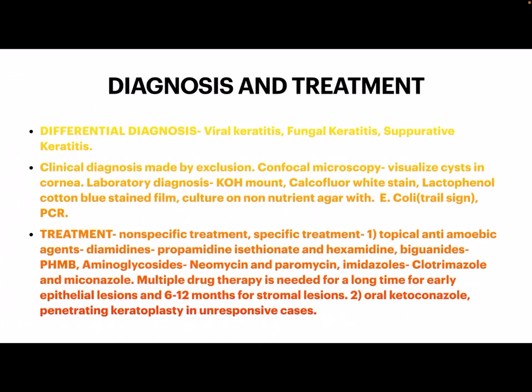So the topical anti-amoebic drugs include diamidines, biguanides, aminoglycosides, and imidazoles. Diamidines examples include propamidine isethionate and hexamidine. And biguanides, you can give chlorhexidine and polyhexamethylene biguanide. Then aminoglycosides include neomycin, paromomycin. Then imidazoles, azoles, will include miconazole and clotrimazole.